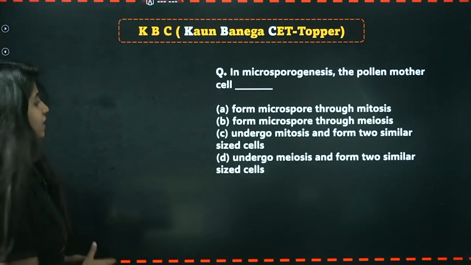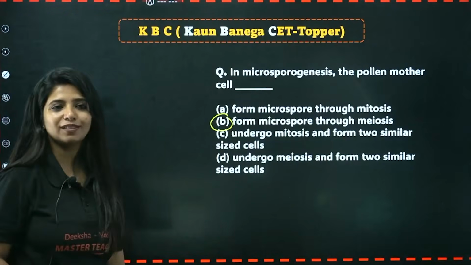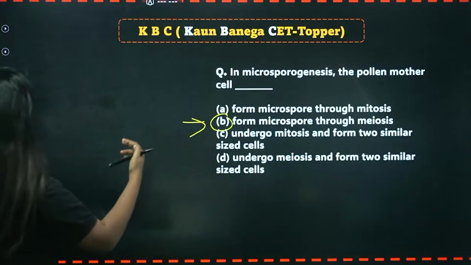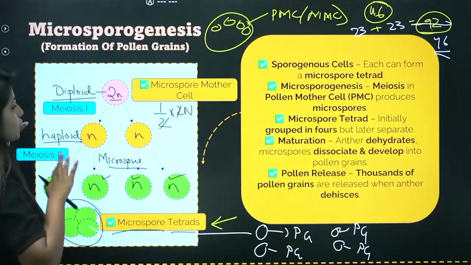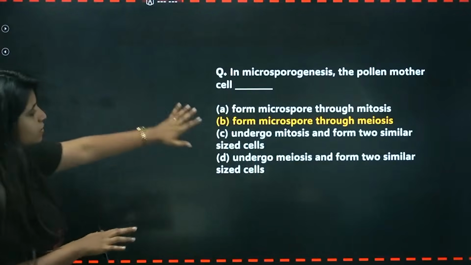Yes. Fine. So the answer for this question, we all know, is to form microspore through meiosis. We just studied it. There are 2 rounds of meiosis that happen right over here, meiosis 1, meiosis 2. There is no mitosis happening until this particular point. So the answer is B.